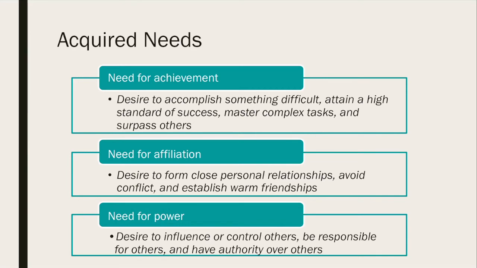But the need for affiliation is that need to be able to connect with people and establish relationships and friendships. And then there's the need for power. And this is the desire to influence or control others and be responsible for others and have authority over others. So in leadership, we teach power, the different sources of power, and we'll go over that later on. But the need to achieve, the need to be relational, and the need for power are very important needs that theorists say need to be met.